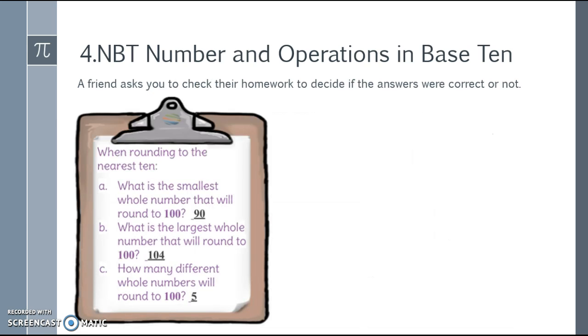A friend asks you to check their homework to decide if the answers were correct or not. Thinking about rounding to the nearest 10, what is the smallest whole number that will round to 100? Your friend answered 90. What is the largest whole number that will round to 100? Your friend chose 104. How many different whole numbers will round to 100? Your friend chose 5. Stop the video and determine if A, B, or C are true or false.